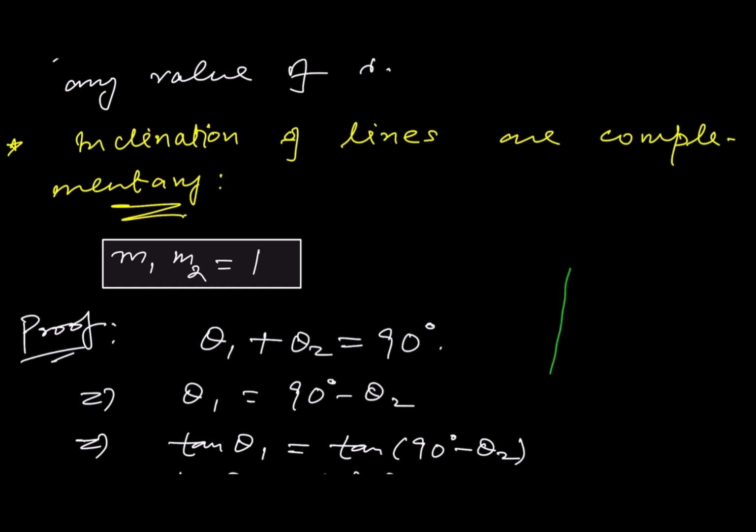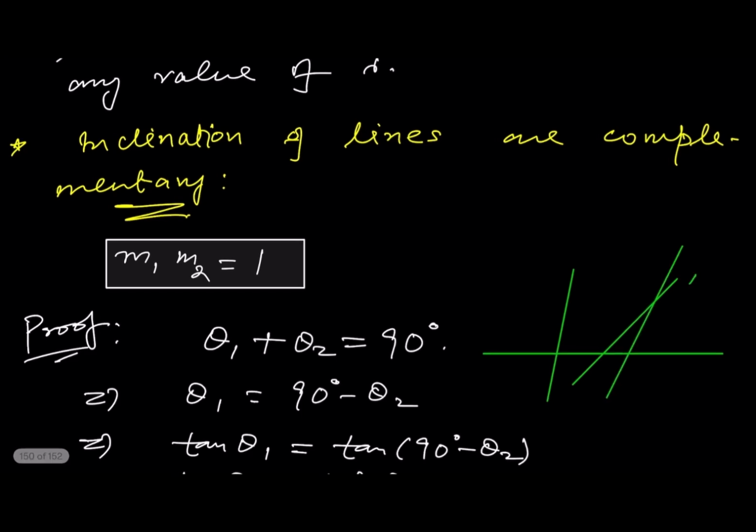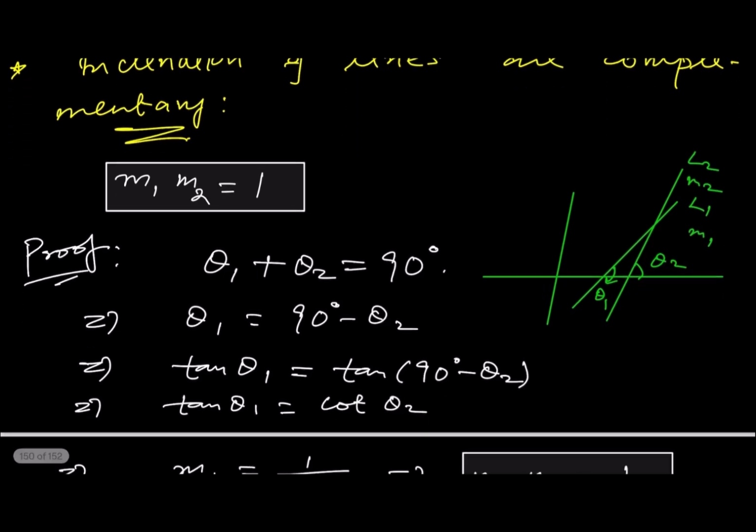If we understand from the figure, say this is line L1, this is line L2. Okay, so m1 and m2 are their respective slopes. This is theta 1, this is theta 2, and here theta 1 plus theta 2 is equal to 90 degrees, and the product of slopes will be 1.